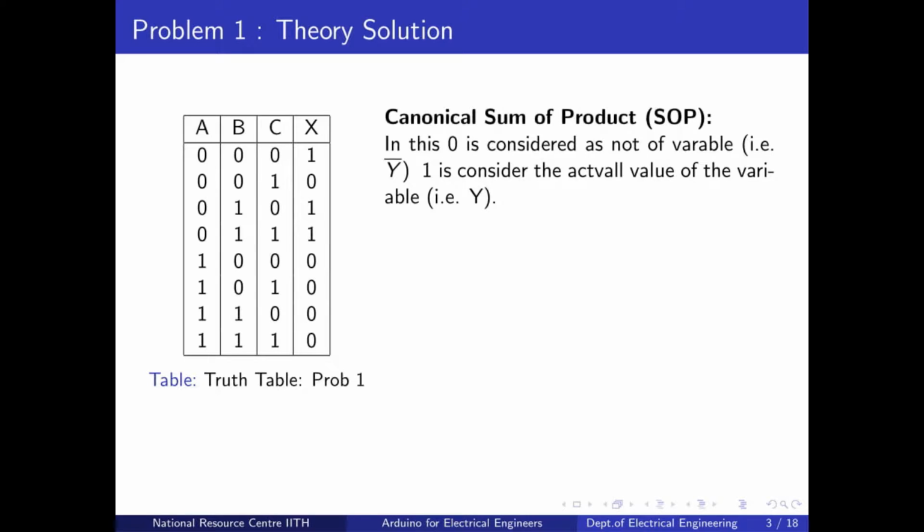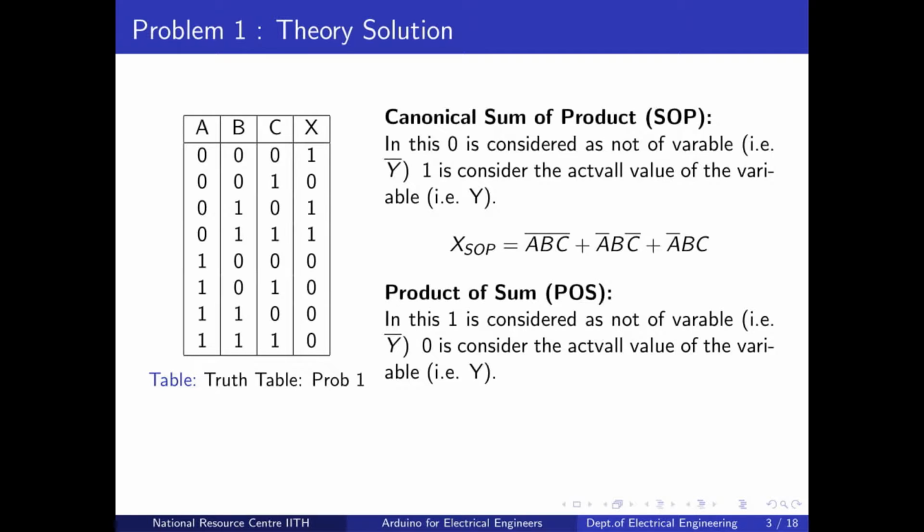Canonical SOP. In canonical SOP, 0 is taken as the not of the variable and 1 is considered as the actual value of the variable. So, here we check wherever 1 is available in the truth table for X, and using that we form the sum of products. The sum of products for this X is X_SOP = A bar dot B bar dot C bar plus A bar dot B dot C bar plus A bar dot B dot C.